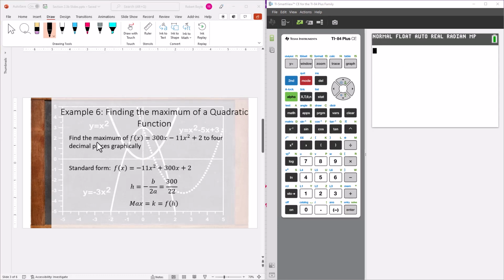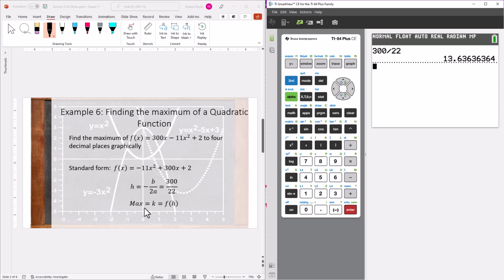For example 6, you want to find the maximum of the equation f of x is equal to 300x minus 11x squared plus 2 to 4 decimal places, so you want to do it graphically. Now, before we do that, it might be good to put this in standard form, and that's what we did here. Okay, once you've done that, we can figure out what h is. And it turns out that h is going to be negative b over 2a, which is 300 over 22.